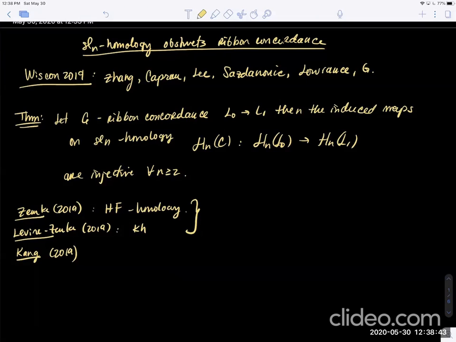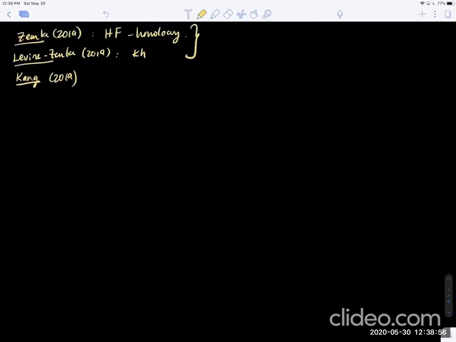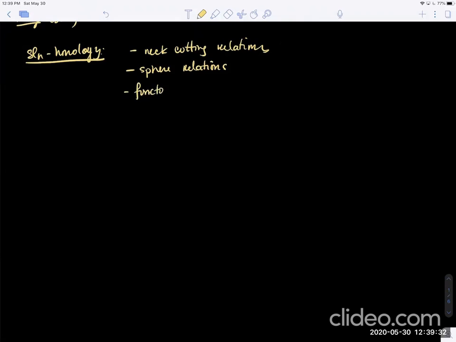Great. All right, before we get there, I want to remind you of a couple of facts from SLN homology that we will be needing. We need the following 3 facts. For SLN homology, we have, first of all, the neck cutting relations, and the sphere relations. These are both local relations that allow us to decompose one diagram, foam, or cobordism, however you want to think about this, into a sum of other foams or cobordisms. And lastly, we're going to use the fact of functoriality, that these homology theories behave nicely with respect to concatenation of diagrams or of cobordisms.